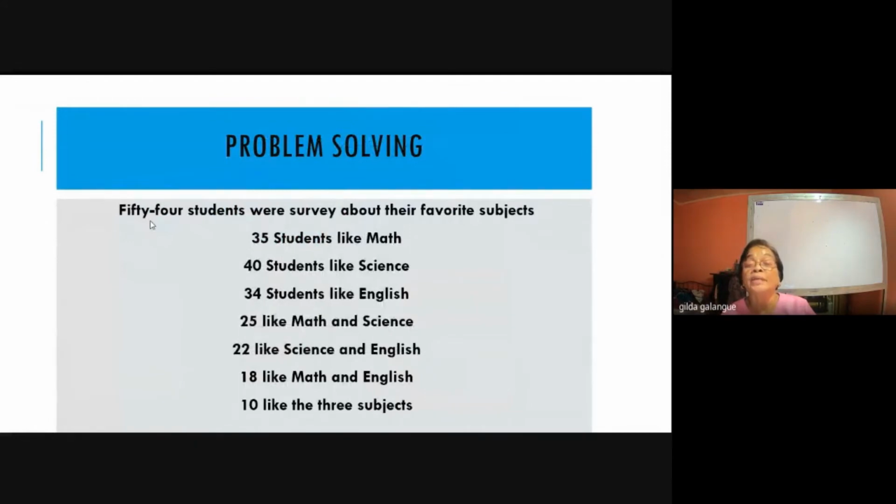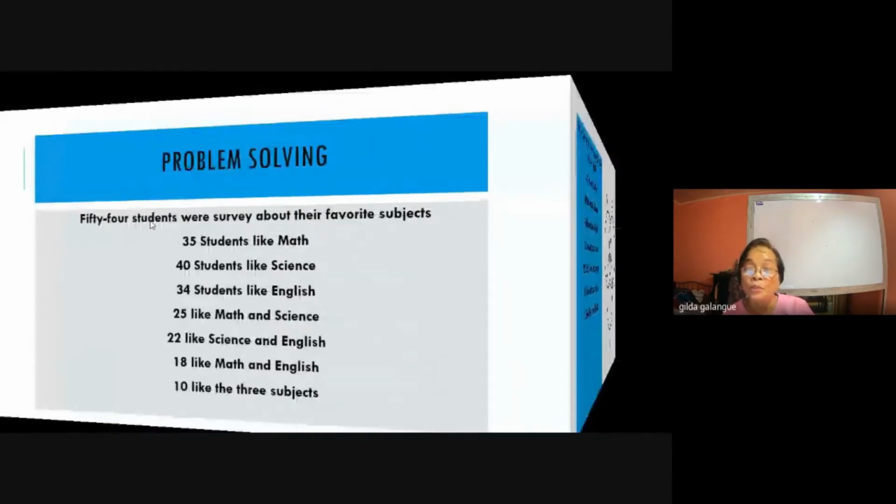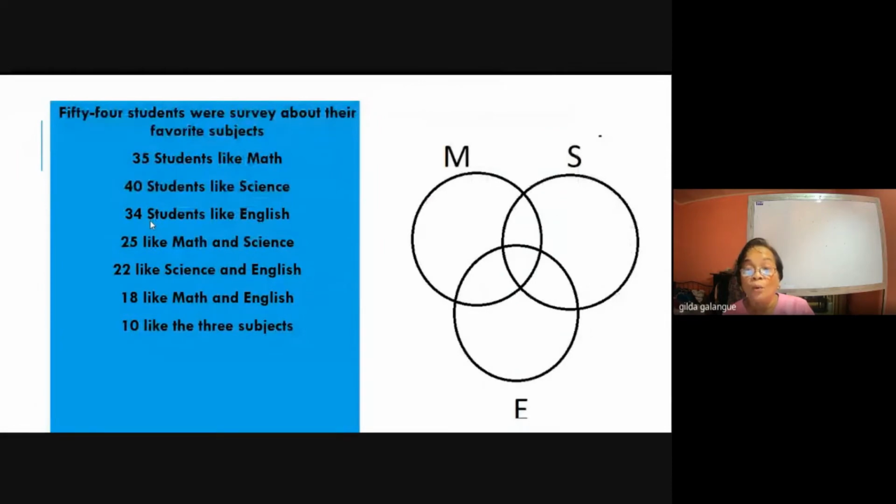54 students were surveyed about their favorite subject. 35 students like math, 40 students like science, 34 students like English, 25 like math and science, 22 like science and English, 18 like math and English, and 10 like the three subjects. Now, instead of using two circles, we need three circles, and the three circles are intersecting each other. So we have that one.